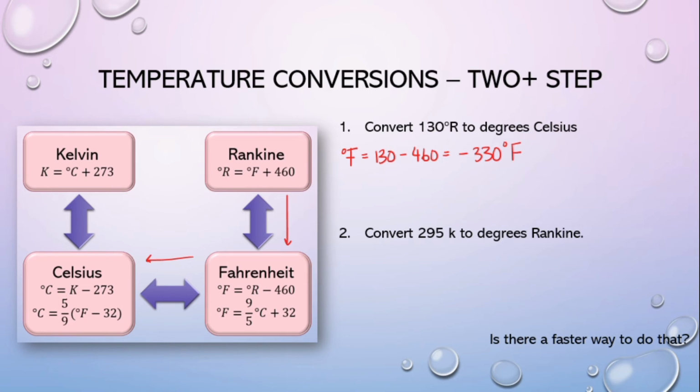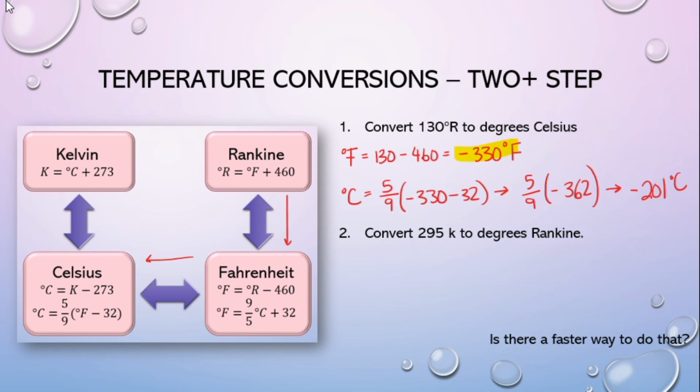Next, I'm going to take that temperature in Fahrenheit, give her a little highlight, and convert it into Celsius. So degrees Celsius from Fahrenheit is 5/9 times (negative 330 minus 32). Just taking an extra step to make sure we got that order of operations down. 5/9 multiplied by negative 362. So watch your math when you're working with two negatives. And if we do that multiplication, we're going to get about negative 201 degrees Celsius, which is our answer.